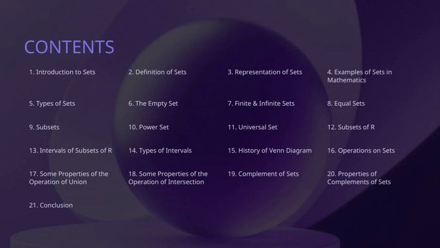Let's move on to slide 2, where we begin with the definition of sets. A set is simply a collection of distinct objects, which we call elements. These objects can be anything: numbers, letters, or even more abstract concepts. The key idea is that each element is unique within the set. Understanding what a set is forms the foundation for everything else we'll explore today. From here, we'll look into how sets are represented, their properties, and the various operations we can perform on them.